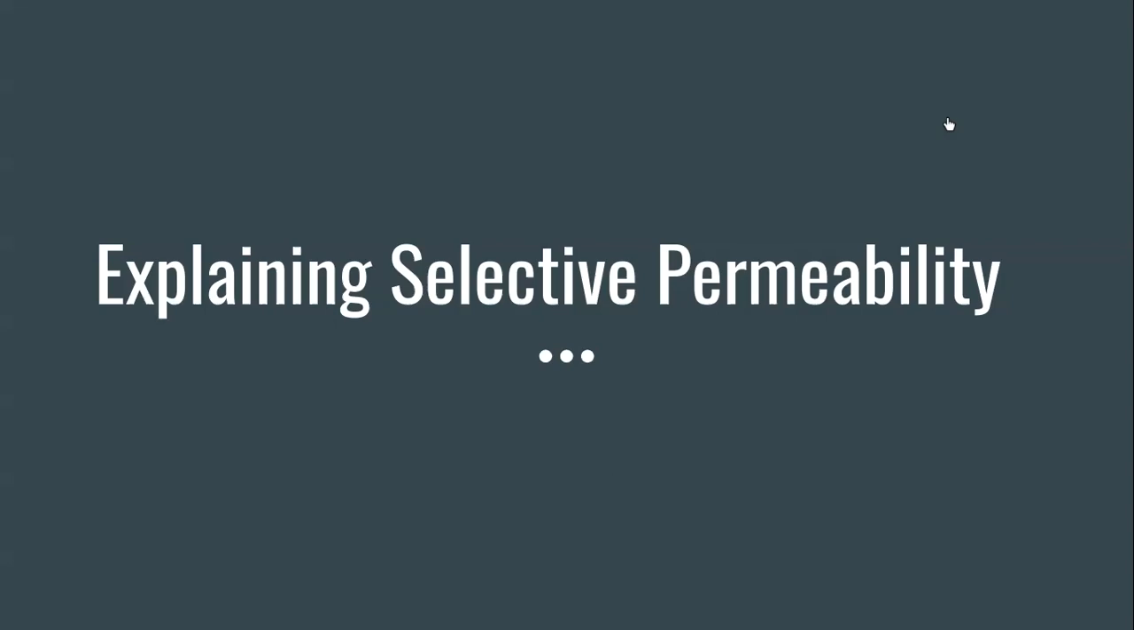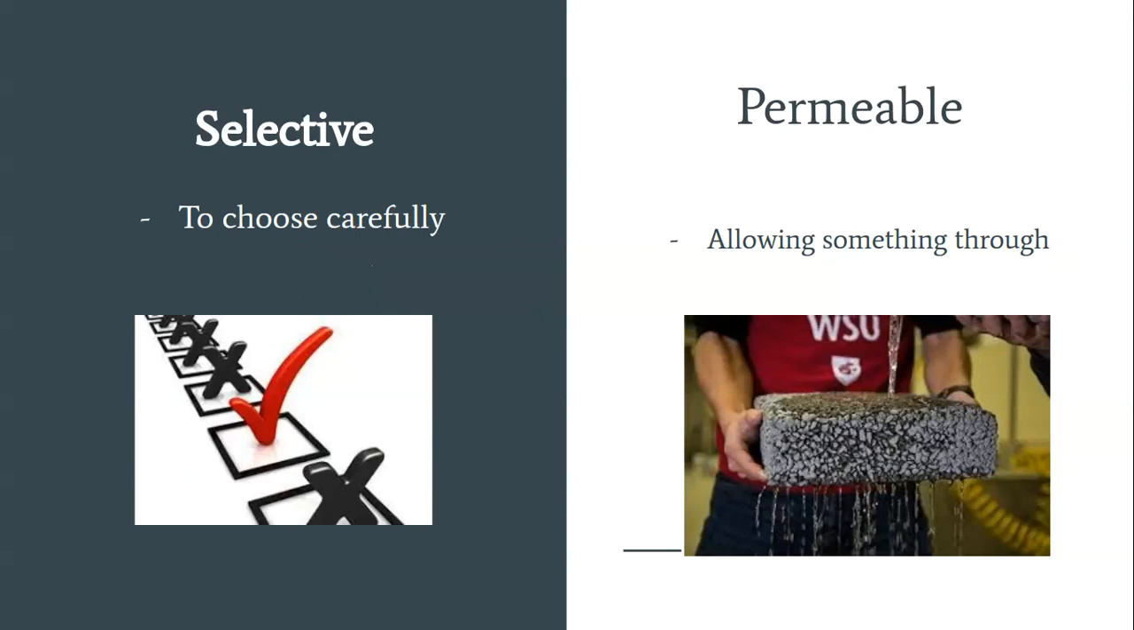So, today I will be explaining selective permeability, which is a biological process that cells use regarding their cell membranes on what comes into and out of a cell. So, selective means to choose carefully. If you had a multiple choice quiz, you would likely want to carefully choose your answers to get the best grade possible. Now, permeable means allowing something through something else. With cells, it will be liquids, chemicals/molecules, or gases.